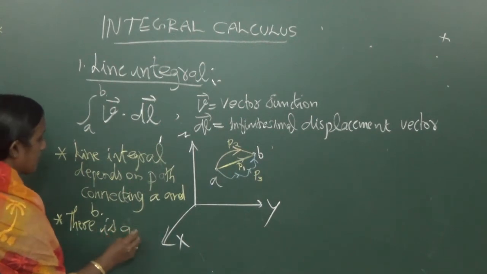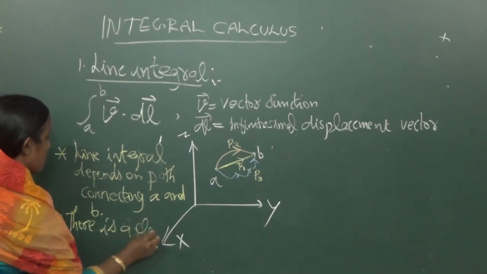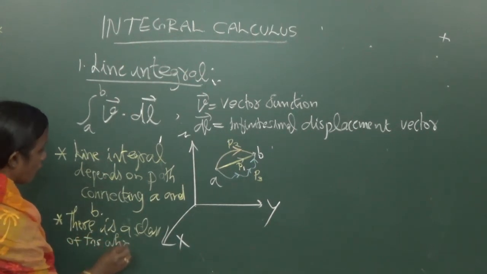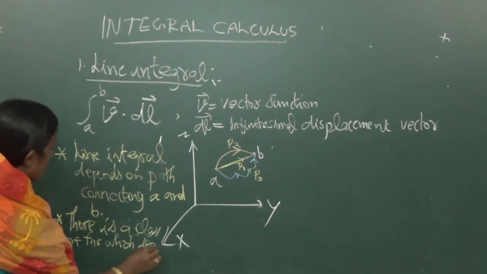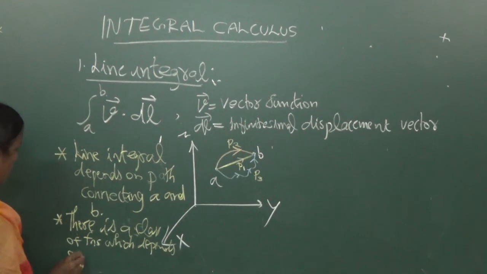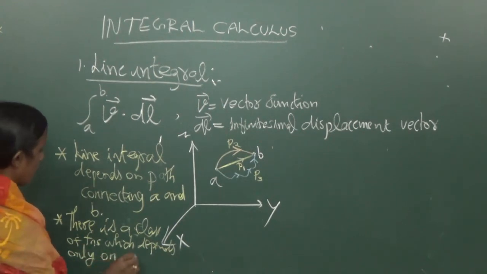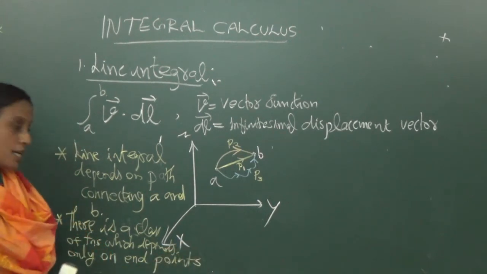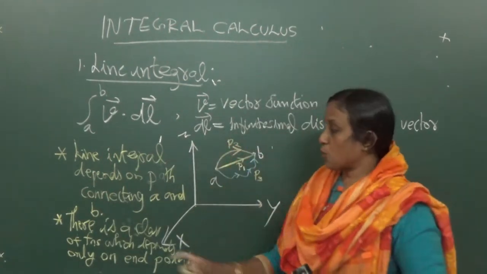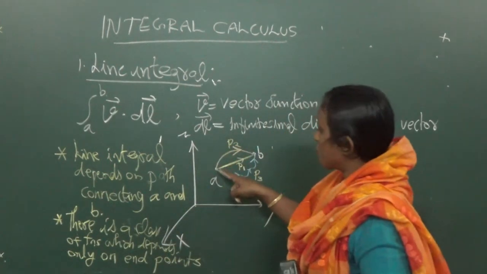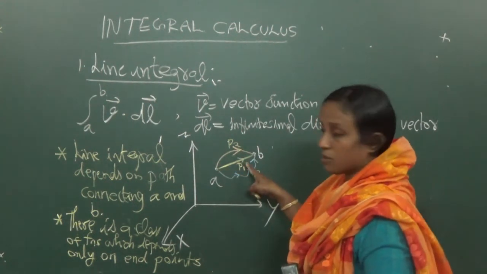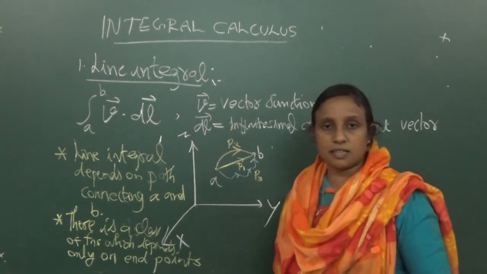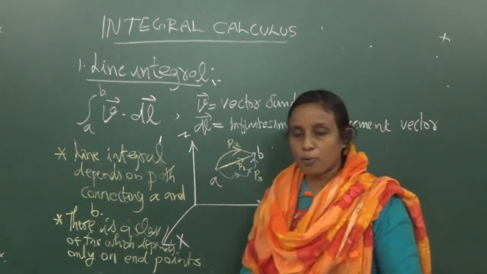There is a special class of functions, a class of functions which depends only on endpoints. If your function is included in this special category, then if you find the integral along P1, that is equal to along P2, that is equal to along P3, etc. Do you get the point?